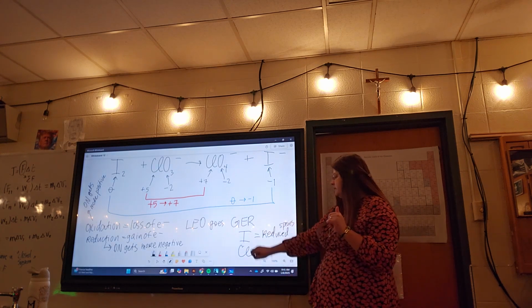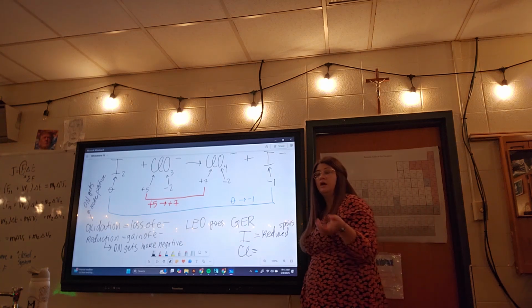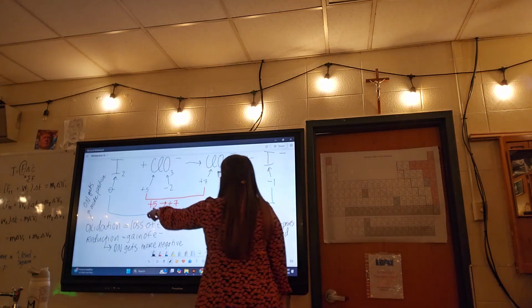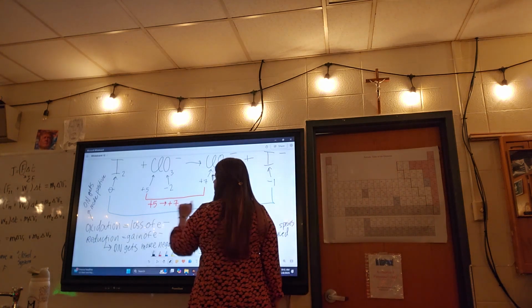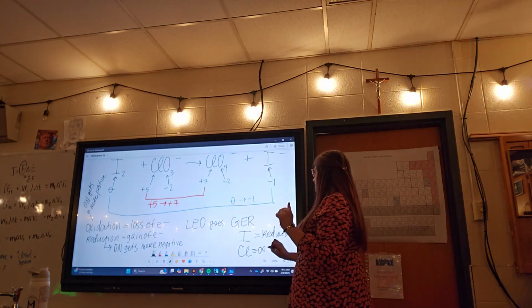And so by process of elimination, because there are only 2 of them, chlorine must have been oxidized. But let's make sure that that's true. Is this number getting more positive, +5 to +7? It is. So then that's my oxidized species.